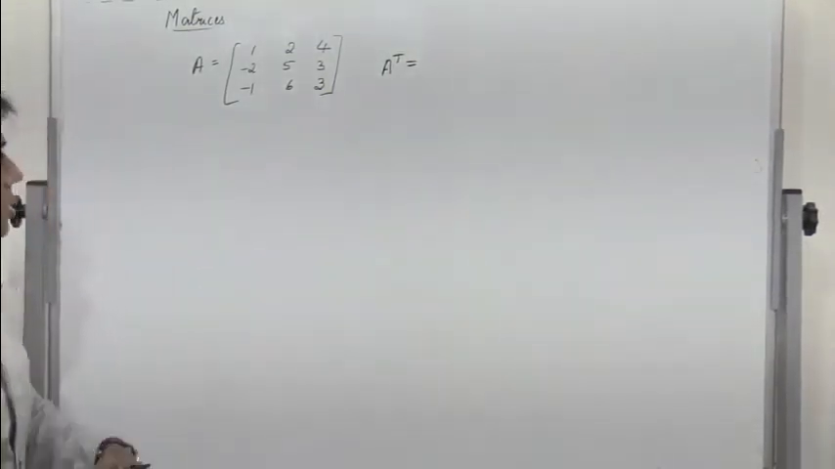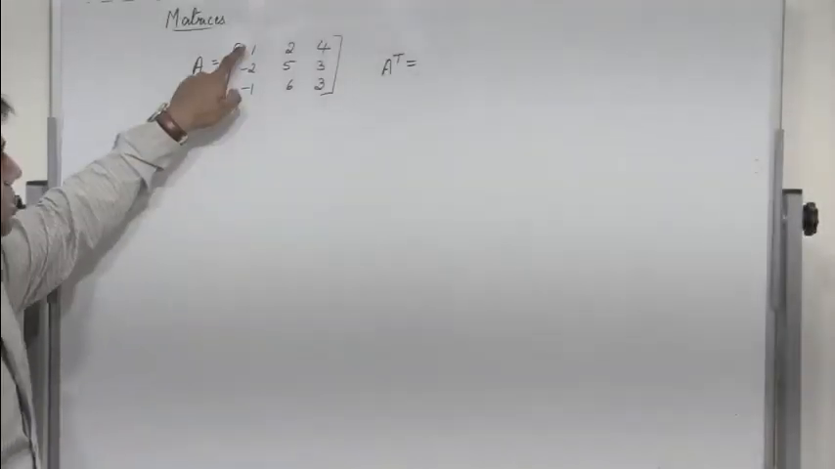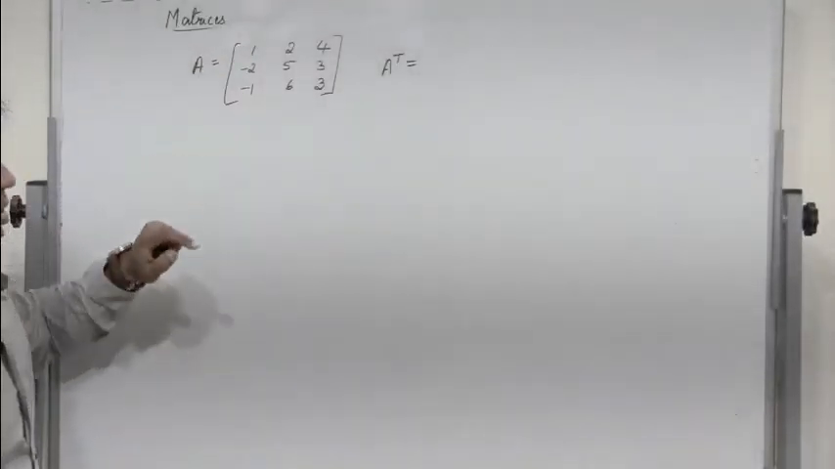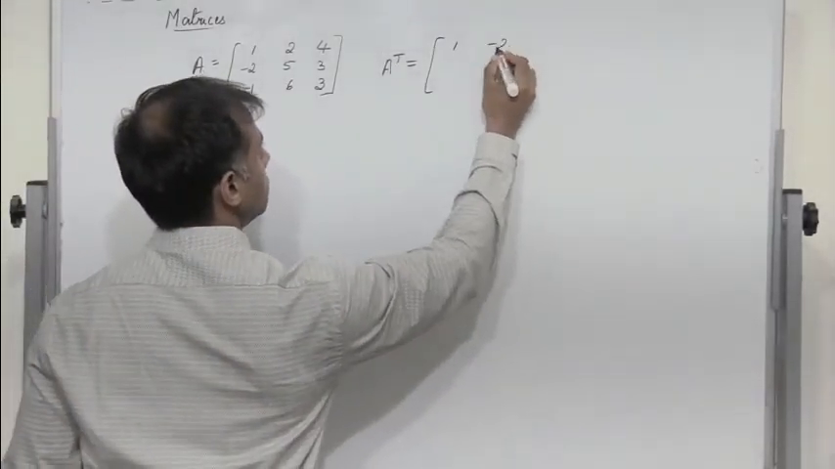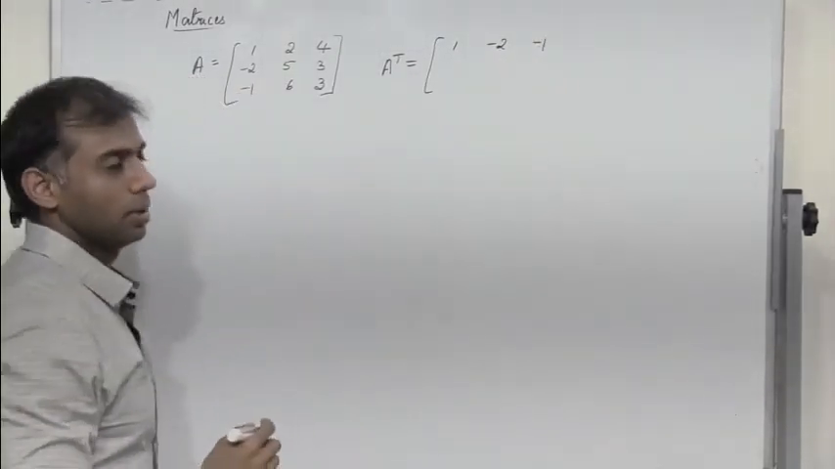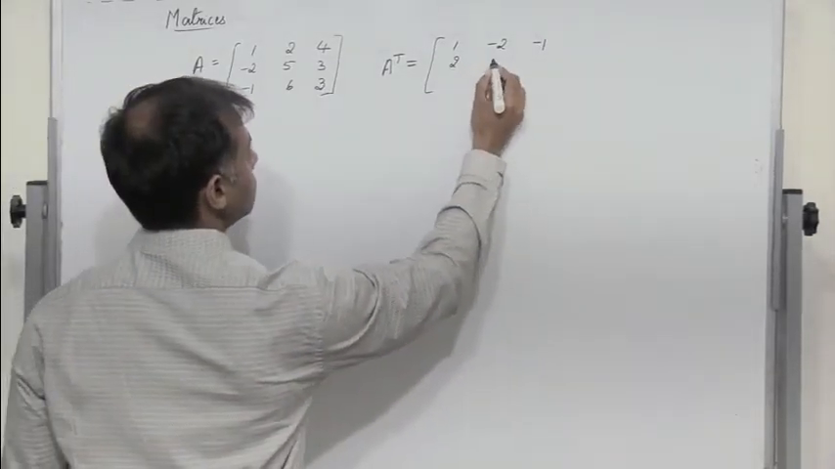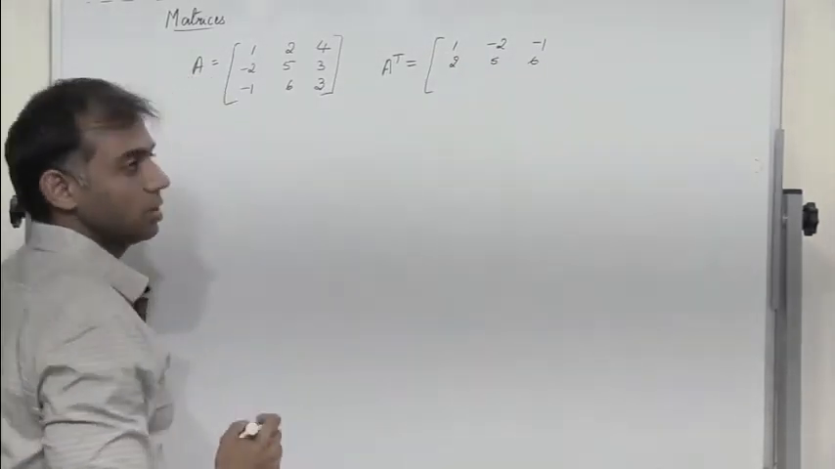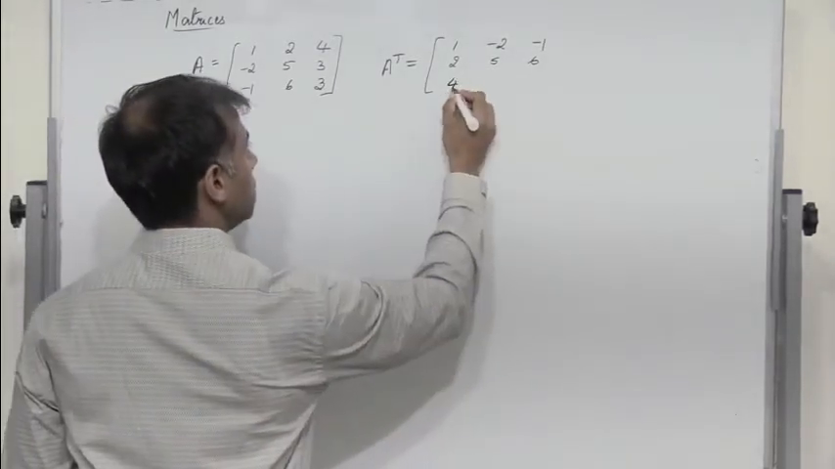So how do I get the transpose? I get the transpose by writing rows as columns or by writing columns as rows. So the first column is 1, minus 2, minus 1. I write it as the first row. I have the second column, I write it as the second row. I have the third column, 4, 3, 3. I write it as the third row.